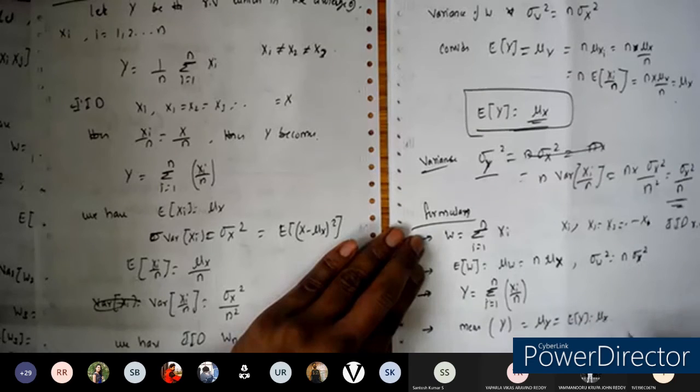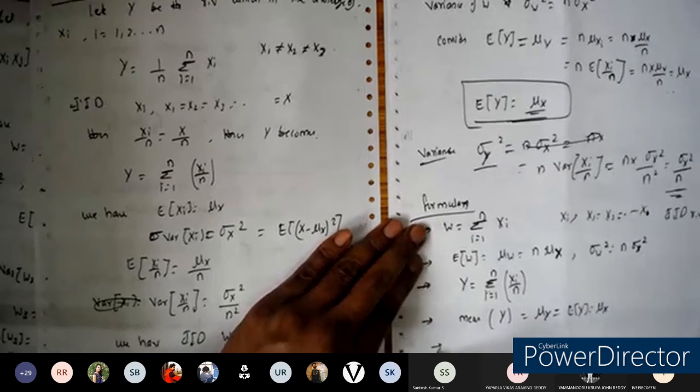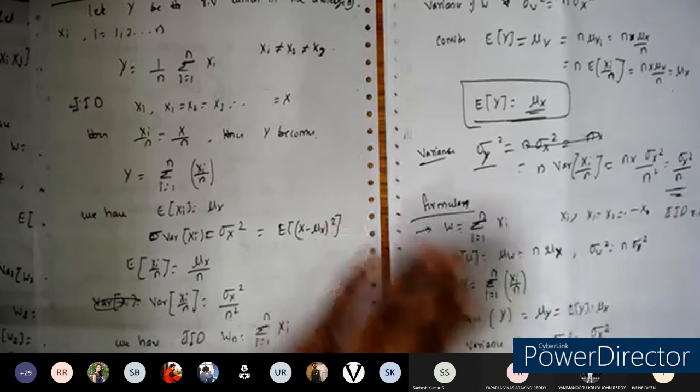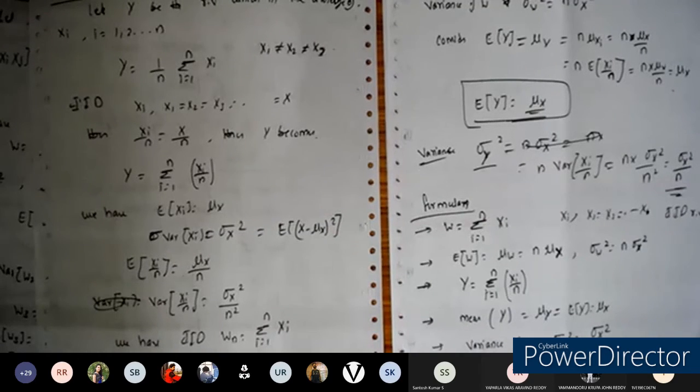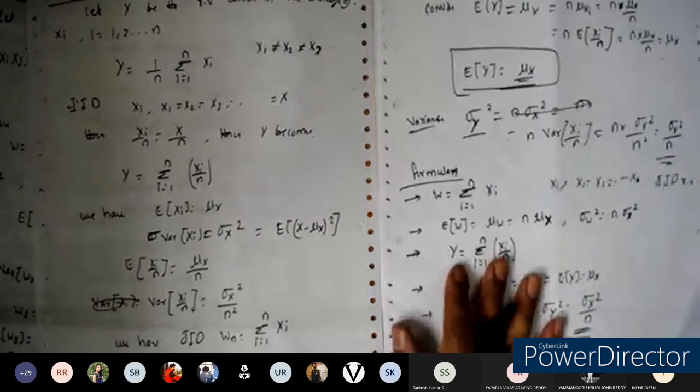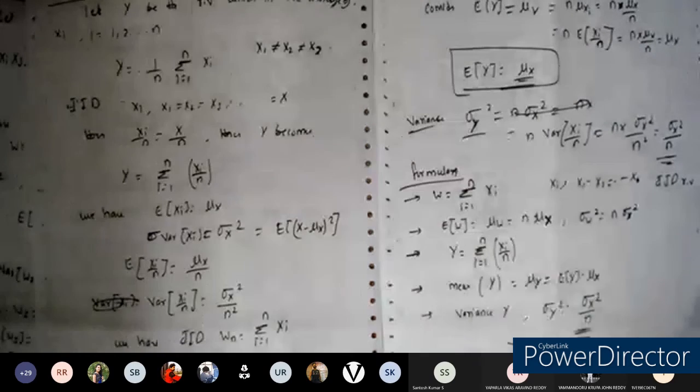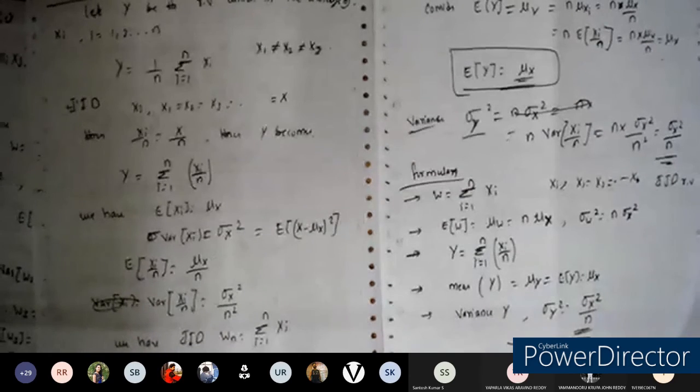So this will be equal to nu x here, and the variance of y, which is sigma y square, will be equal to sigma x square divided by n. These are the formulas we have seen so far. I'm just making a summary of this. Based on this, I'll take one small problem so that within 5 minutes we can complete it.